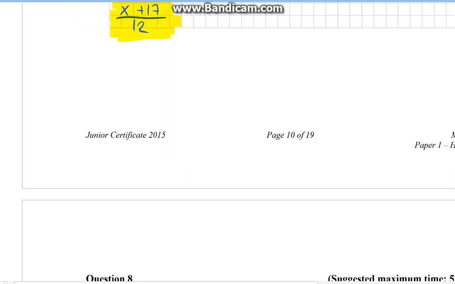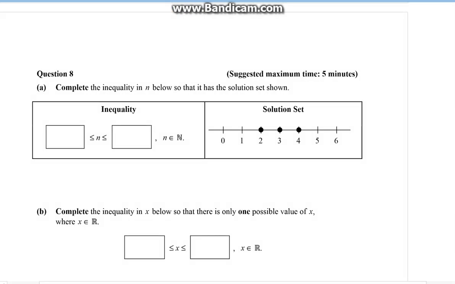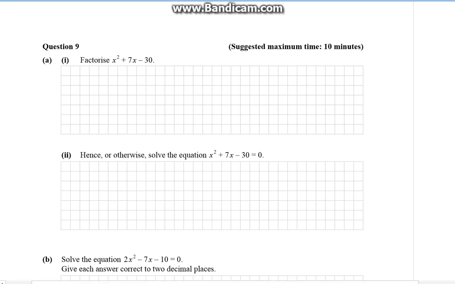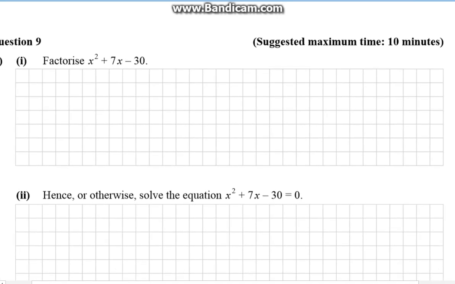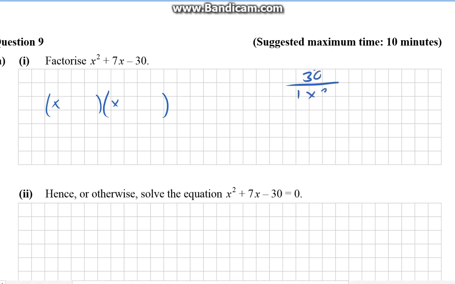Okay, next question we had to do was, I'll just check. Okay, it was question 9 we had to do next, so factorising. Okay, so this one is a quadratic trinomial, because we have an x squared, an x, and a number. It starts with x squared, so I can fill in the front of my brackets, and I have to get the factors of 30 that when added or subtracted would give me the middle number, which is 7.